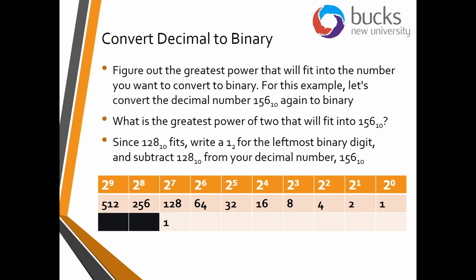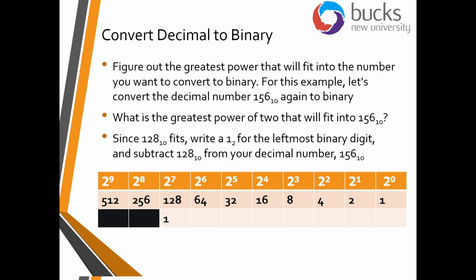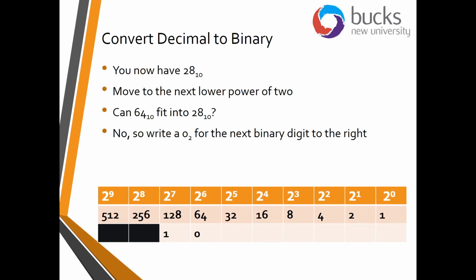So what we do is we write down a 1 underneath the 2 to the 7 position at 128, and then we take 128 and we subtract it from the decimal number that we are converting. So we're going to take 128 off of 156, and what that's going to leave us with is 28. And then we move to the next lower power of 2. So we say, well, can 64 fit into 28? Well, obviously not, it's bigger.